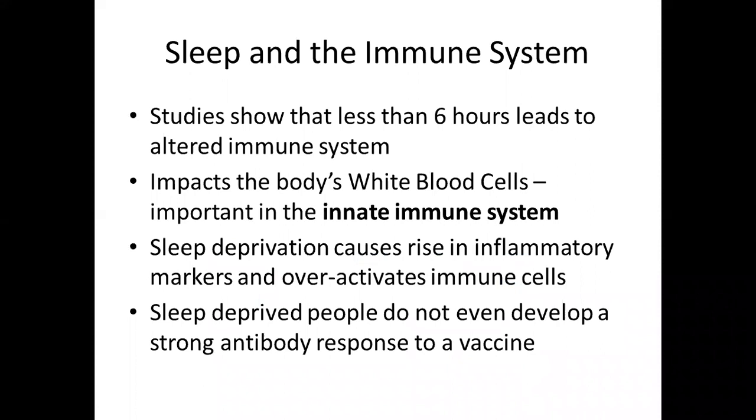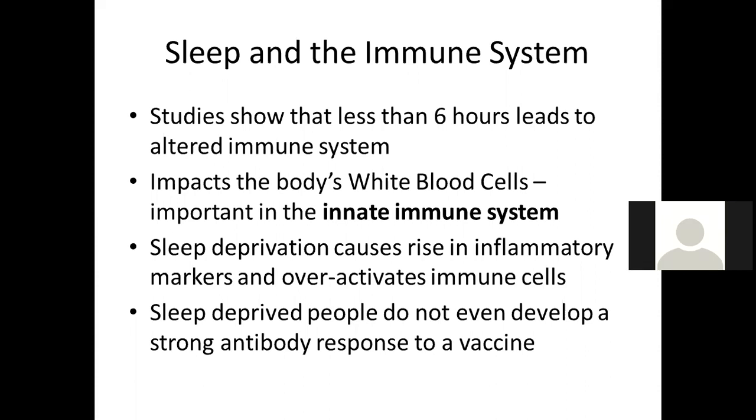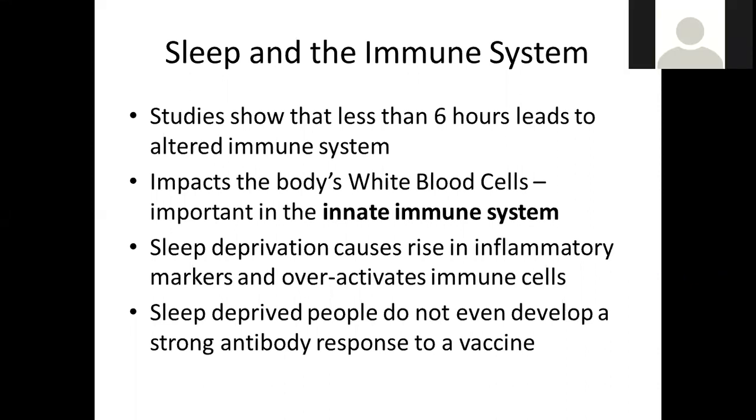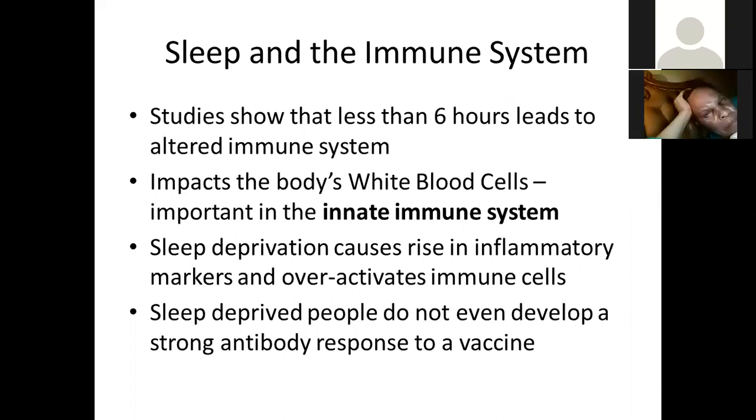very, very important. Okay, studies show that less than 6 hours of sleep per night can lead to an altered immune system. And little sleep also impacts the body's white blood cells. Those are the important cells in the innate immune system. That is the first line of defense in our bodies. So if the innate immune system is not working well, one can run into all sorts of problems.